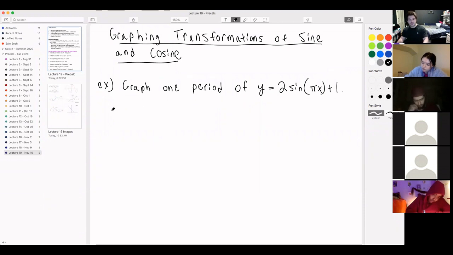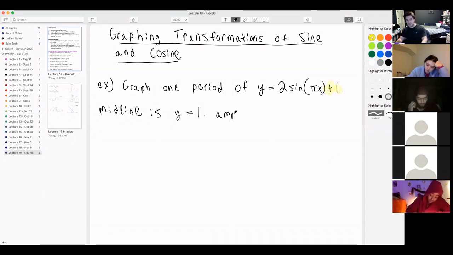All right, so from here, we can get the midline almost immediately. For the midline, you just need to look at the vertical shift. There's a vertical shift of +1, so that will be precisely where the midline is. It will be at the horizontal line y equals 1. That's the first thing. Very good.